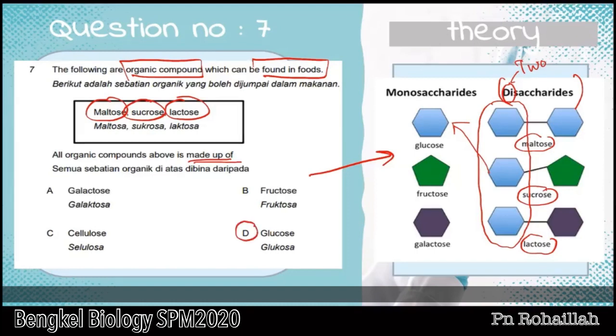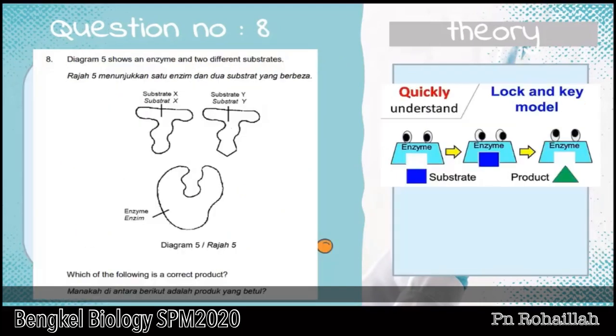Okay. Next, number 8. Diagram 5 shows the enzyme and 2 different substrates. So we have substrate X and substrate Y. So which of the following is the correct product? So you underline the word product. Dia tanya product. Before we go to the product, we need to know the theory. So the theory is lock and key model. Lock and key model says that this is the active site. Ni ialah active site. Tolong tulis sikit.